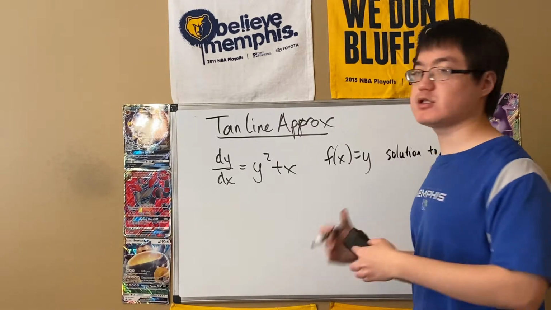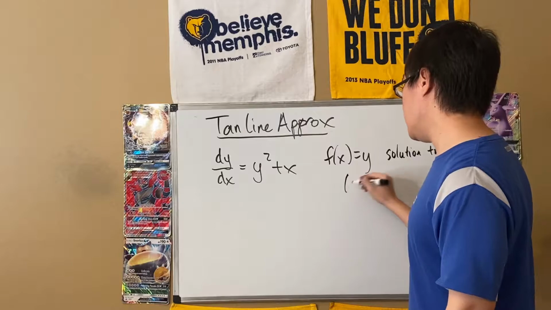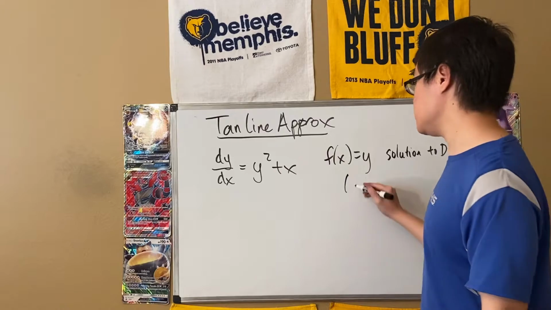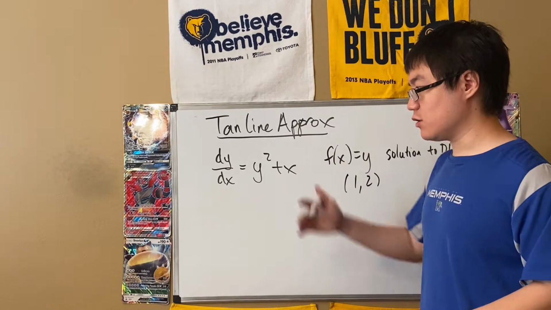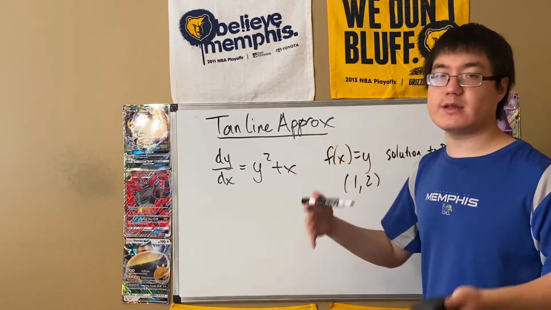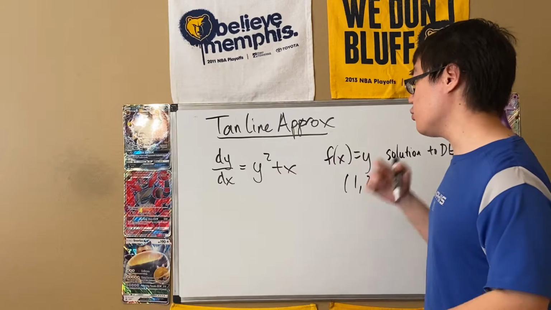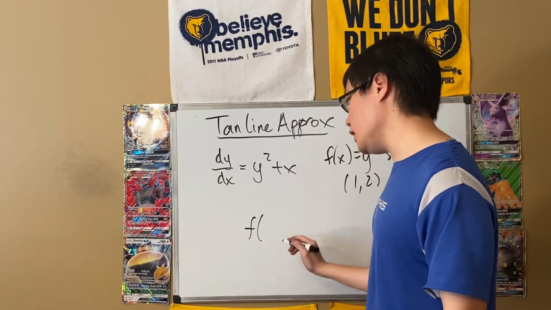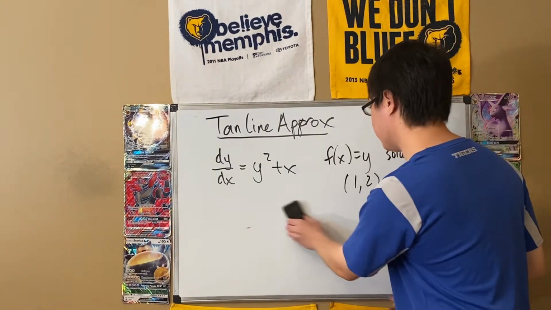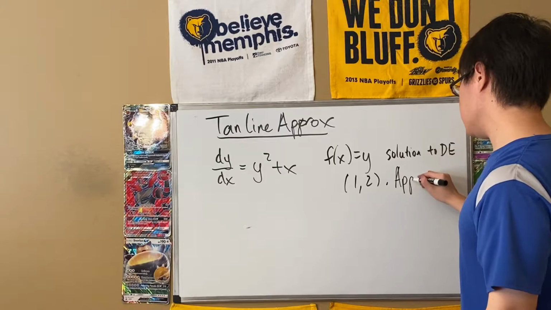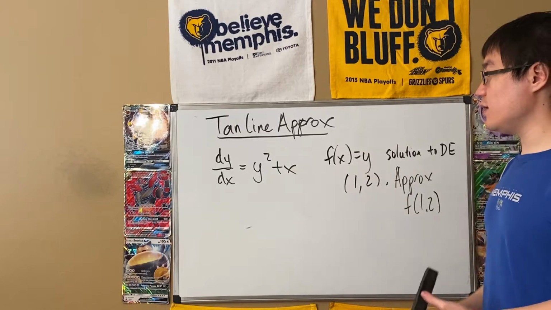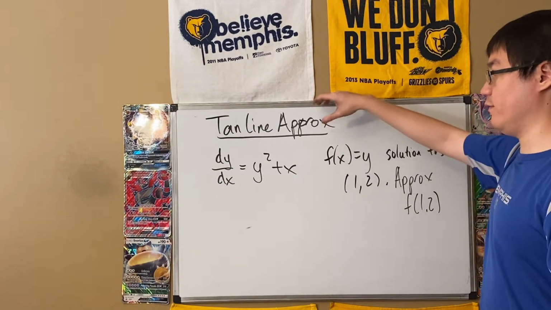And we also know an initial point on this differential equation. Let's say for the solution, we know that (1, 2) satisfies this function. It's on this function, (1, 2). So the goal is to use this differential equation and the point (1, 2) to approximate, that's why it's called tan line approximation, f of something like 1.2. So that's going to be our goal, to ultimately find f of 1.2. So approximate f of 1.2. So this is tan line approximation, so let's just break down the wording for this.